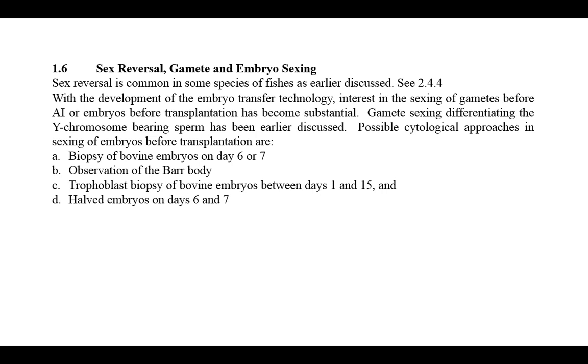With the development of embryo transfer technology, interest in the sexing of gametes before AI or embryos before transplantation has become substantial. Gamete sexing, differentiating the Y chromosome bearing sperm, has been earlier discussed. Possible cytological approaches in sexing of embryos before transplantation are: A. Biopsy of bovine embryos on day 6 or 7. B. Observation of the barr body. C. Trophoblast biopsy of bovine embryos between days 12 and 15. And D. Halved embryos on day 6 and 7.